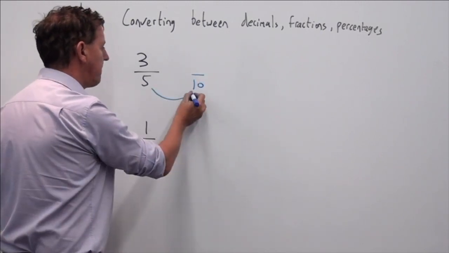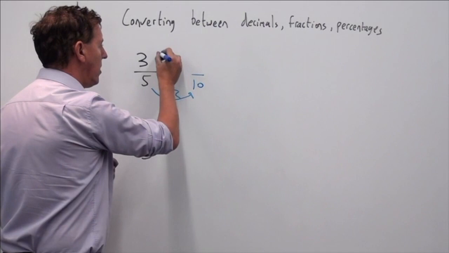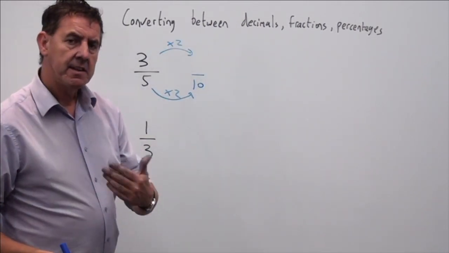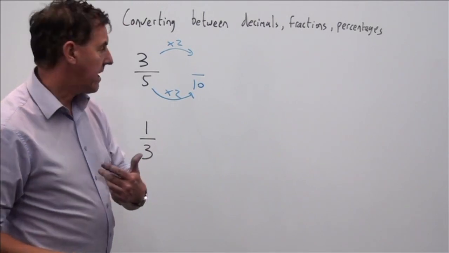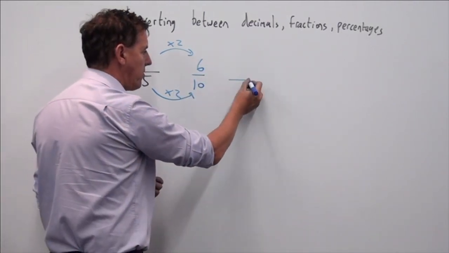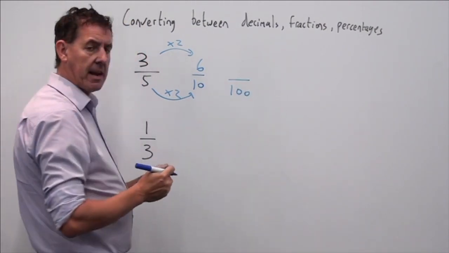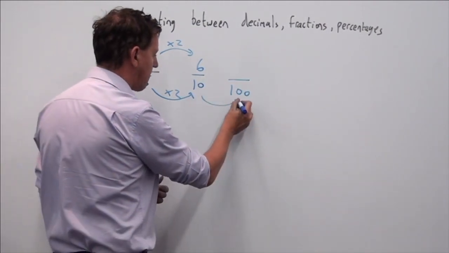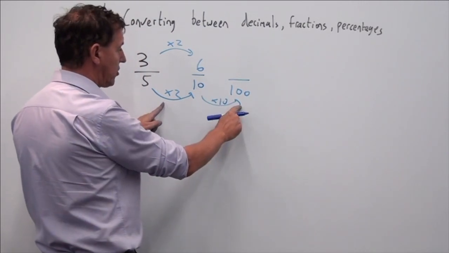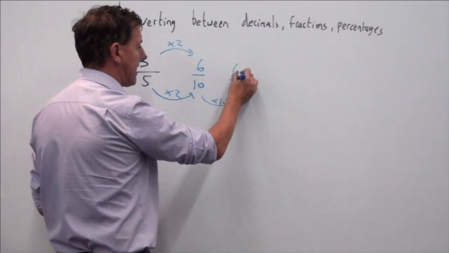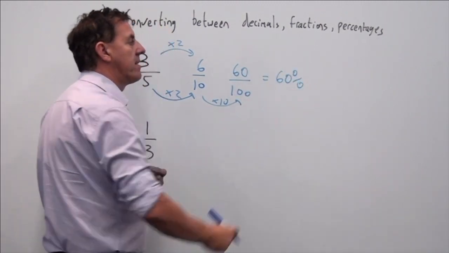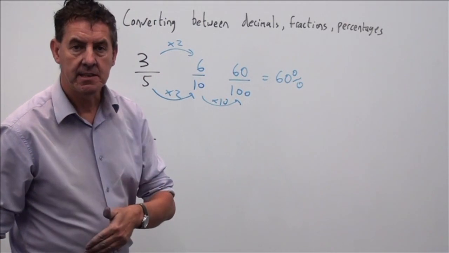So what have I done? I've doubled it, I've timesed it by 2. So to be equivalent, I must do exactly the same to the numerator. I must times that by 2 to make 6 out of 10. Then I'm going to get it out of 100. How am I going to get it out of 100? I just need to multiply it by 10. What I could have done is just multiplied it by 20 straight away. If I times that by 10, I get 60. And I've taken this fraction and I've written it as a percentage.